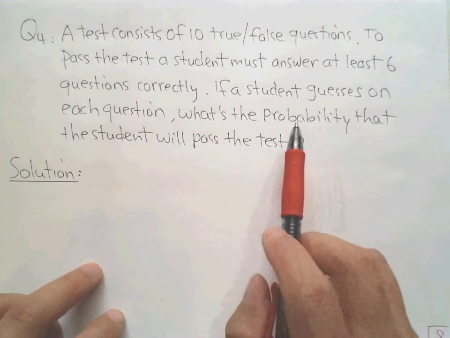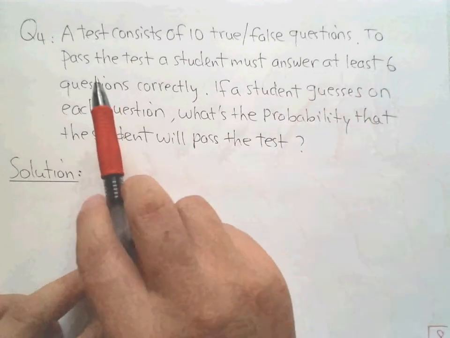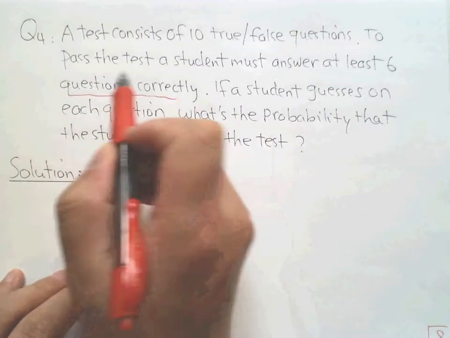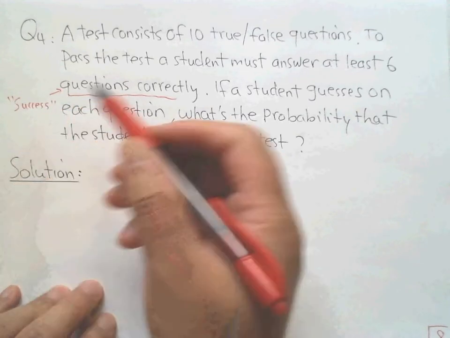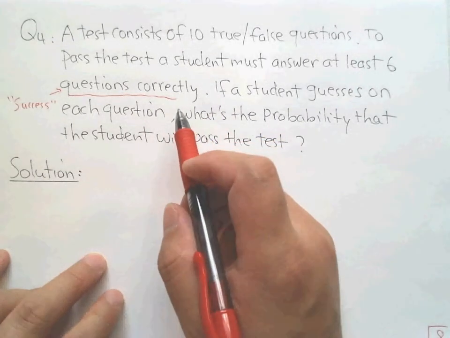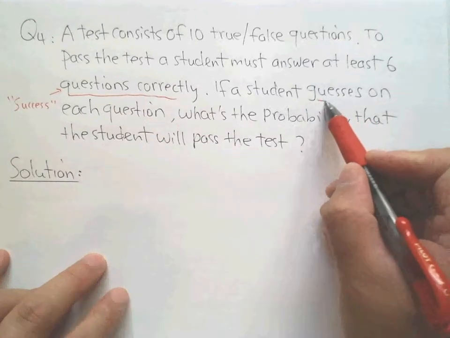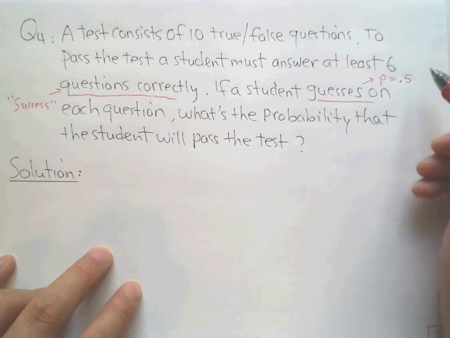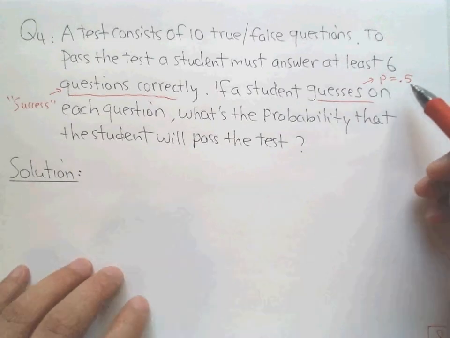So we need to link these questions to the binomial distribution, which means we need to link the questions to the number of successes. See, pass the test means answer 6 questions correctly, which means 6 successes. So for each trial you need to determine what the success is. Easy, right? Answering the question correctly is a success. So now we have a Bernoulli trial. Answer correctly, you get a success. What's the chance? See, guess. This already tells you the success probability is 0.5.